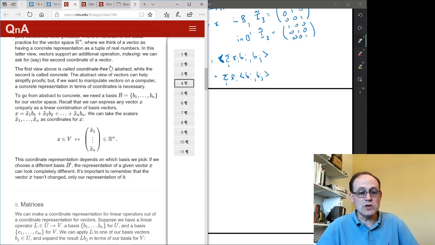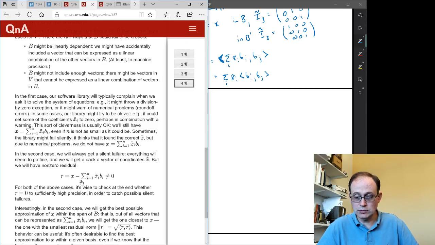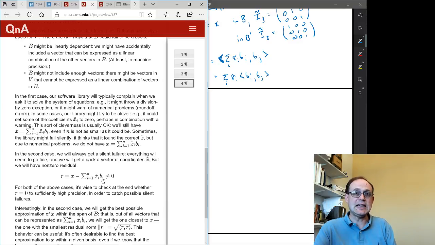Somebody wants to know where you get the residual from. Here's the definition of the residual. R is just the difference between x and this linear combination of vectors. These are all elements of a vector space, and by assumption, that means we know how to scalar multiply, add and subtract them. So this expression is something we know how to compute and work with, and we can actually compute the residual if we want to.